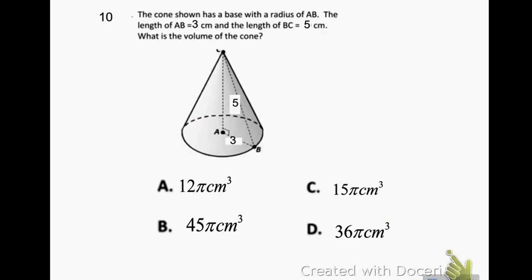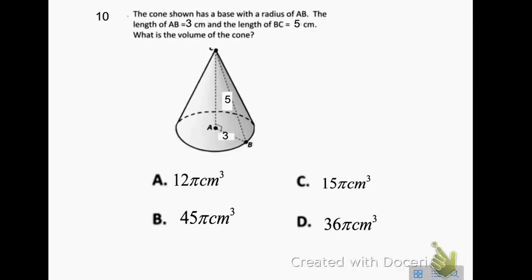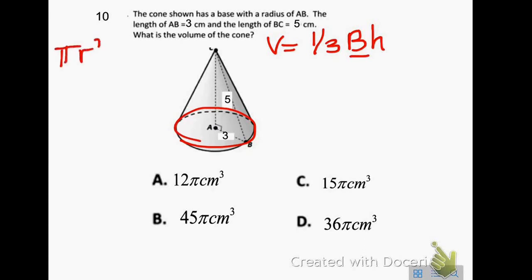And number 10, the cone has a base with a radius of AB. The length of AB is 3, and the length of BC is 5. What is the volume of the cone? To do that, I need to look at the formula sheet for my volume formula, which is V equals 1/3 capital B times H. Now remember, capital B is the area of the base, and in this case, my base is a circle. So I need to use my circle formula, pi r squared, so that would give me pi times 3 squared, which is going to give me 9 pi.